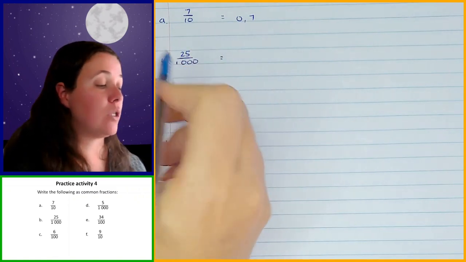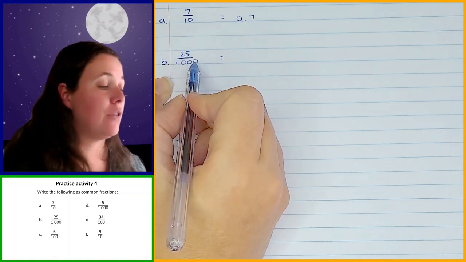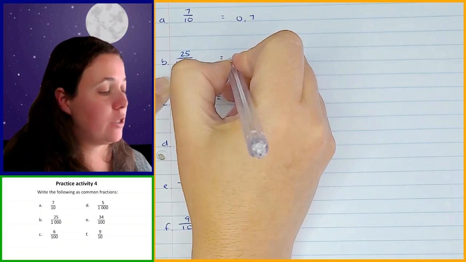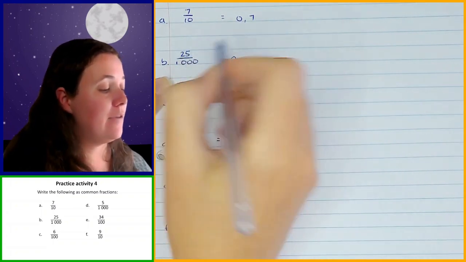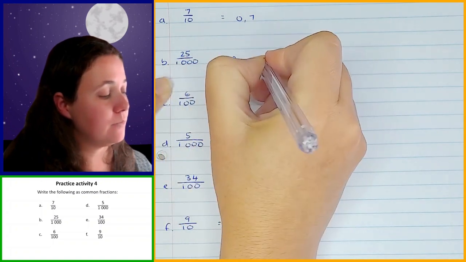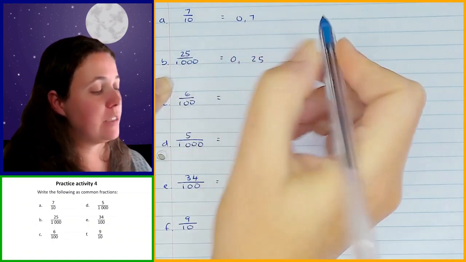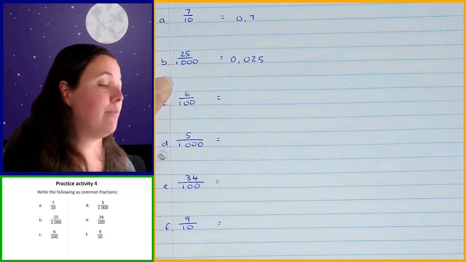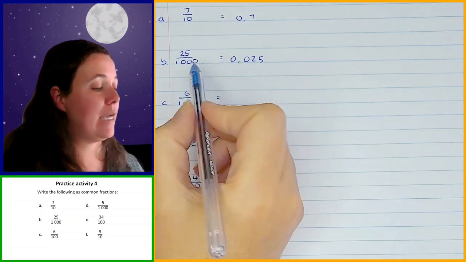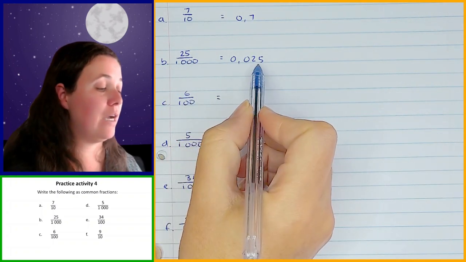25/1,000. Okay, now with 25/1,000, my 5 has to go in the thousandths position. So I'm going to have 0, comma. And then the 5 is going to go in the thousandths position. The 2 is going to go in the hundredths position. And I have to fill in anything in between. So that's going to be 0 in the middle, in the tenths position. Okay, so 25/1,000 is 0,025.